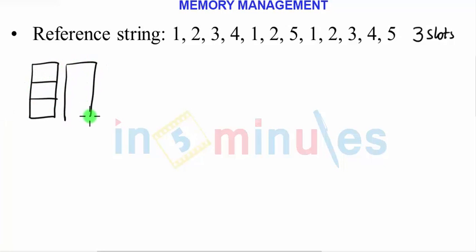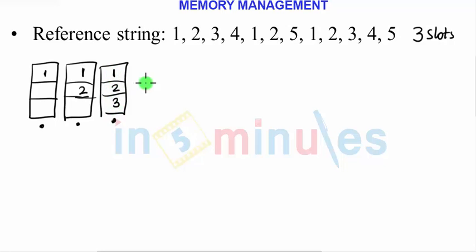When we start with the first one, a page fault will occur. Dot indicates page fault, so 1 gets fitted. Then again a page fault, so 1 and 2 get fitted. Again page fault, 1, 2, 3 fitted.